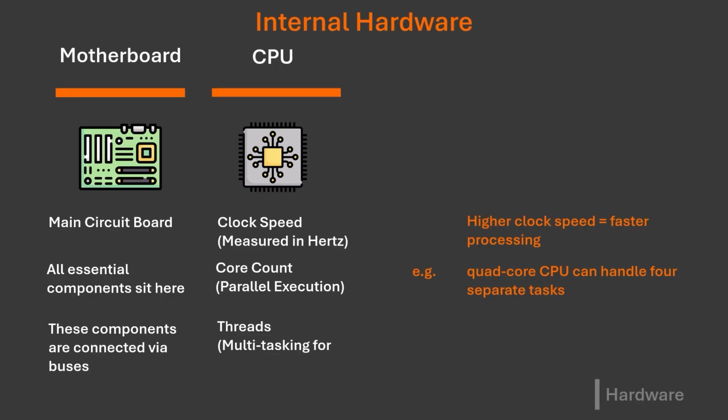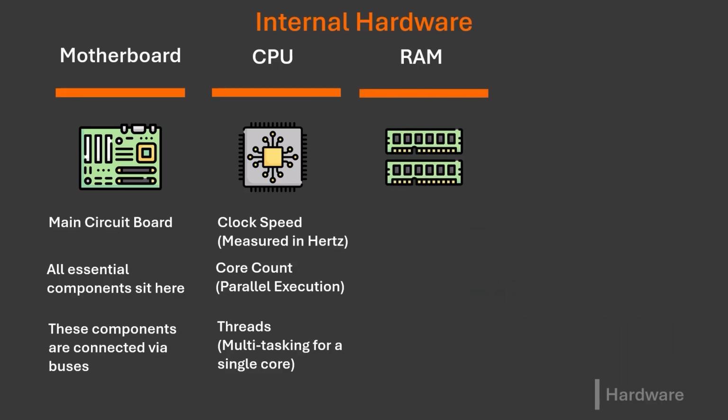A thread is an individual sequence of instructions that a core can execute. Multi-threading allows a single core to handle multiple threads by switching between them quickly. So for example, a 4-core CPU with 2 threads per core appears as 8 logical processors, improving multitasking and workloads like database queries. Memory primarily refers to RAM or random access memory, which serves as a temporary or volatile storage for active data and programs, providing fast access for the CPU.